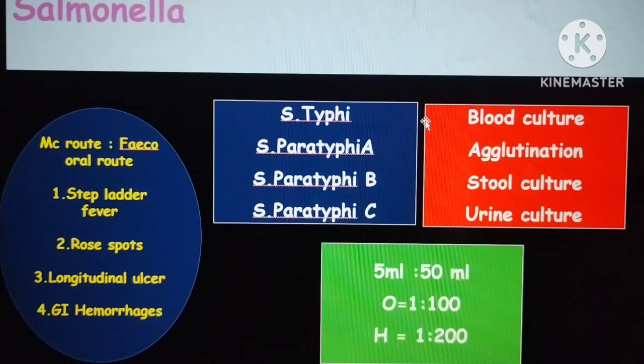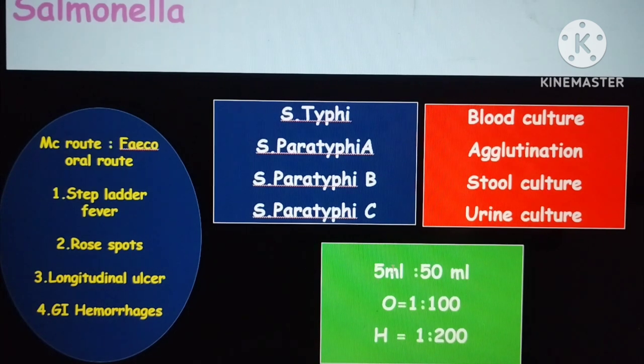Okay, so you know the first week, second, third and fourth week, that is BAST. If you are suspecting it in the first week when the patient comes, you can do blood culture. Second week it is the agglutination test, that is the Widal test. Third week you can go for stool culture, and fourth week you can go for urine culture.